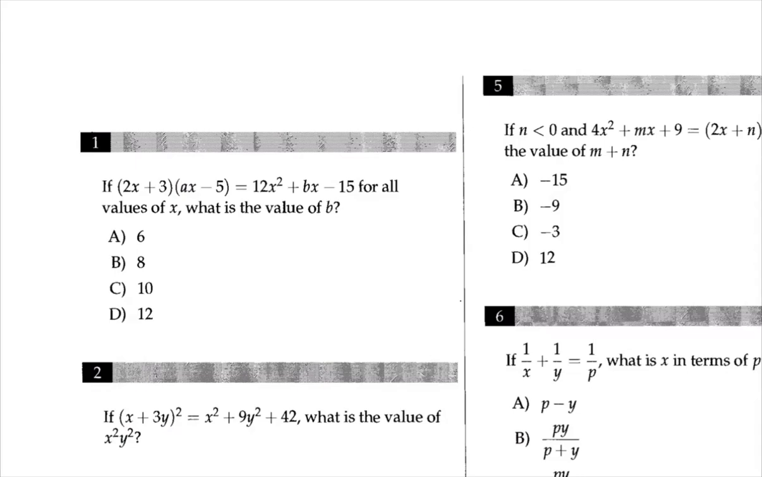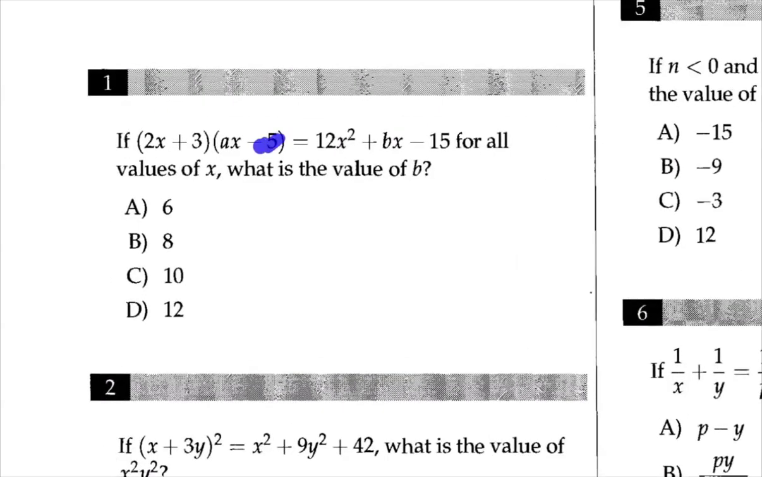Let's start with the first question. Here the first question, we need to get the value of b. We have an equation. Let's start with the left side. Let's multiply or expand these two brackets. 2x times ax is 2ax. Then if you multiply 2x and negative 5, it will be negative 10x.